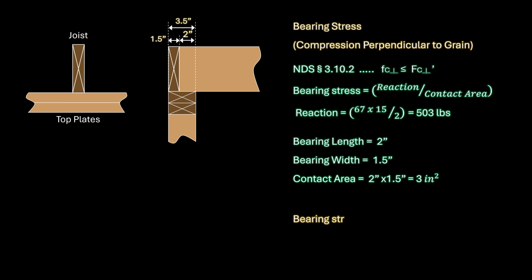The bearing stress is the quotient of the reaction and the contact area. Since the reaction is 503 pounds and the contact area is 3 square inches, the bearing stress is 168 pounds per square inch.